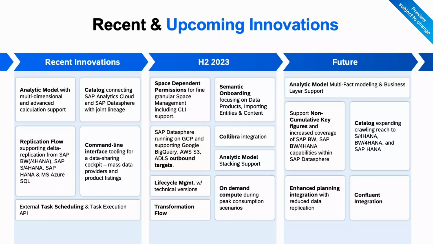Looking beyond 2023, we of course see more updates for the analytic model, for example, with multi-fact modeling support. The catalog is also continuously getting improved and more capable with an expanded crawling, reaching to more source systems. And also, of course, the partnership with Collibra will further materialize itself in the system. Another partnership, the one with Confluent, covers streaming/Kafka scenarios. This will also come into strong effect after 2023 or by 2024. And as we did in the past, the tight integration between SAP Datasphere and SAP Analytics Cloud will continue and even accelerate.